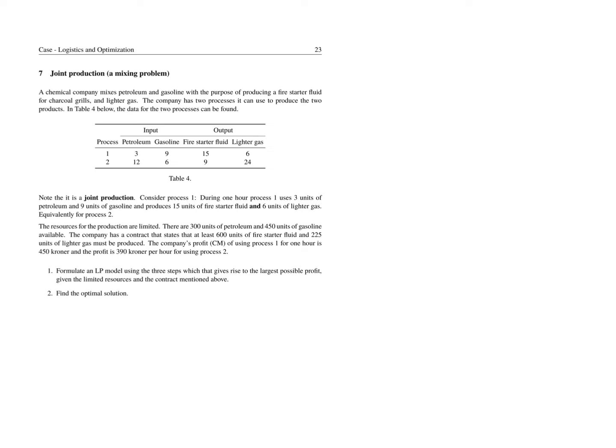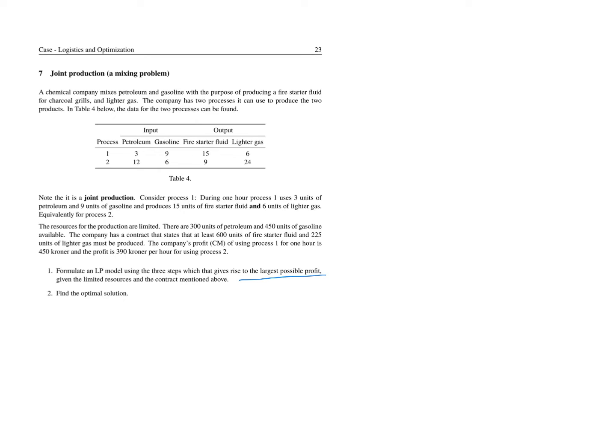Now we try to explain how to formulate the minicase 7 joint production problem. Before you try to attempt this example, please do carefully read the text. Make sure you understand all the information given. So first, this problem is asking you to decide the production plan in order to achieve the largest possible profit.